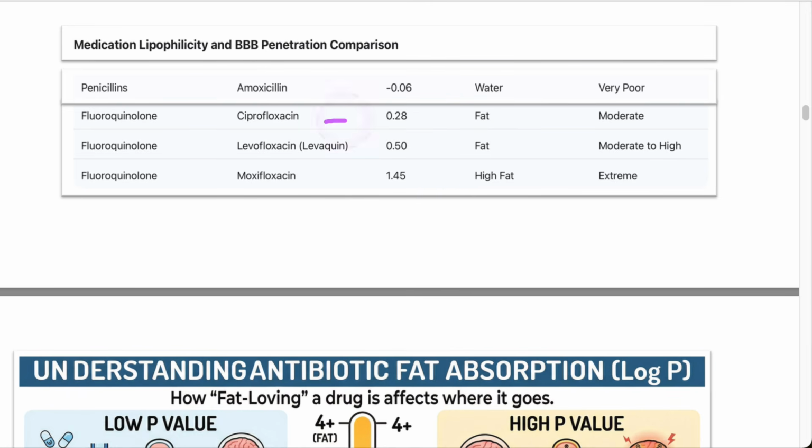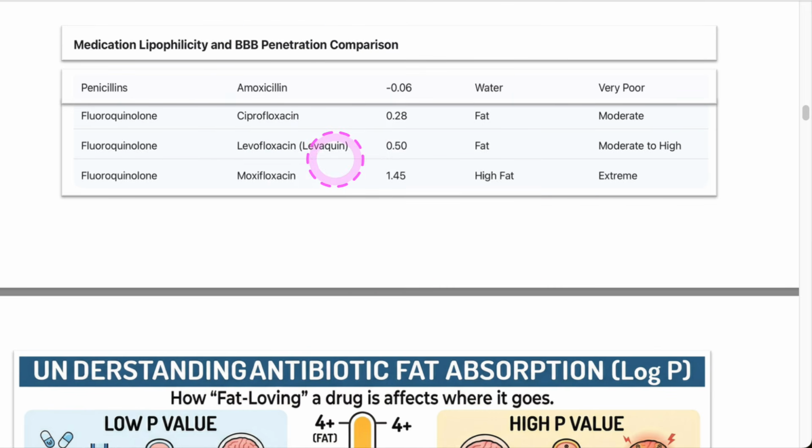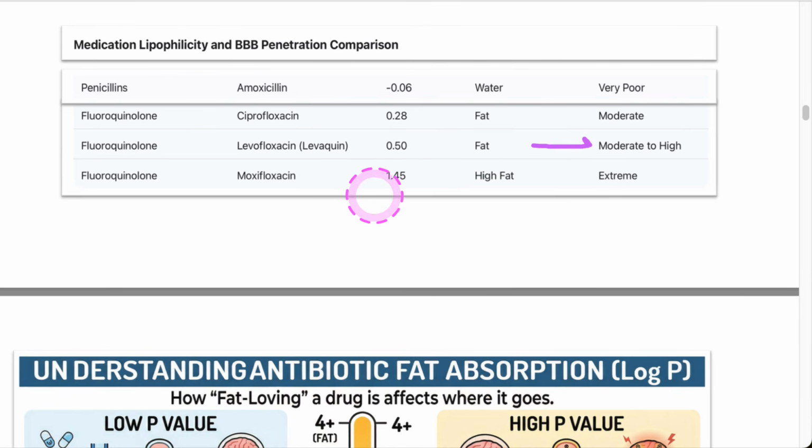So check this out. We have ciprofloxacin, which is 0.28, right? So that's positive. We have Levaquin, which is 0.5. So ciprofloxacin is moderately attracted to fat. Levofloxacin is moderate to high attracted to fat. Moxifloxacin is very high. This is the worst one right here. Okay. Now you can see all these have positive P values. They all have the passport. They all have a positive number, passport directly into the brain and causing all the things that we just talked about in these other slides.